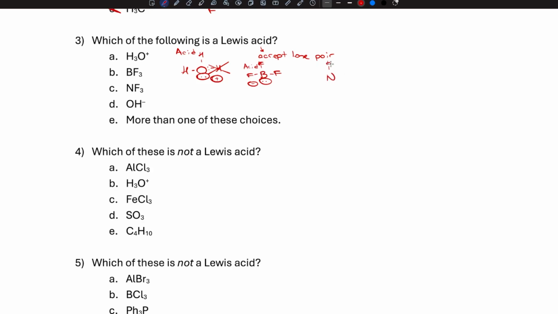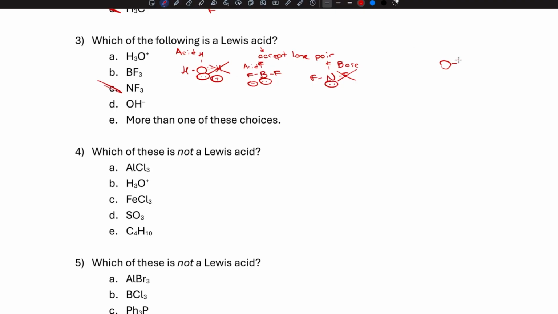NF3, and so if we were to draw NF3 out, we already have a lone pair, meaning that we should assume that this is a base, right? And we can't break any of these fluorines off and get another lone pair. Nitrogen, if we just add another lone pair without breaking a bond, we end up breaking the octet rule. It's not the same with boron. Boron, we don't have to break a bond. And so nitrogen cannot act as a Lewis acid. And so we can eliminate NF3.